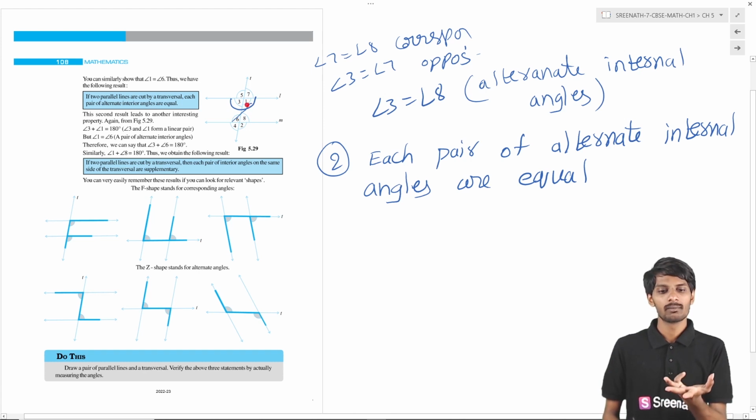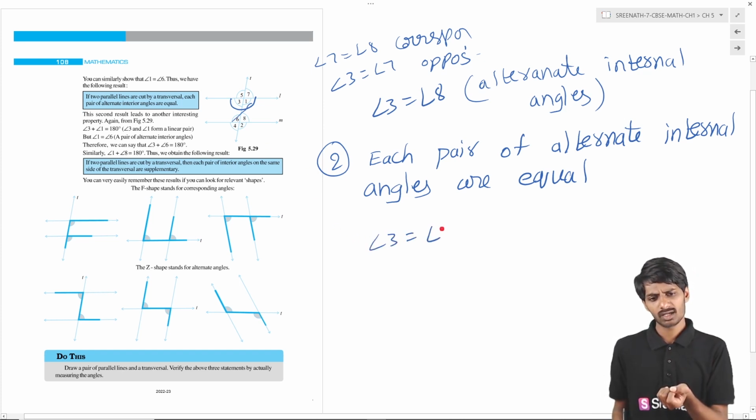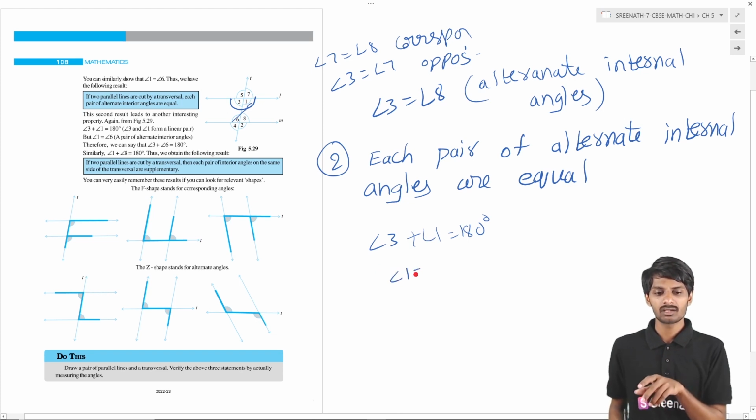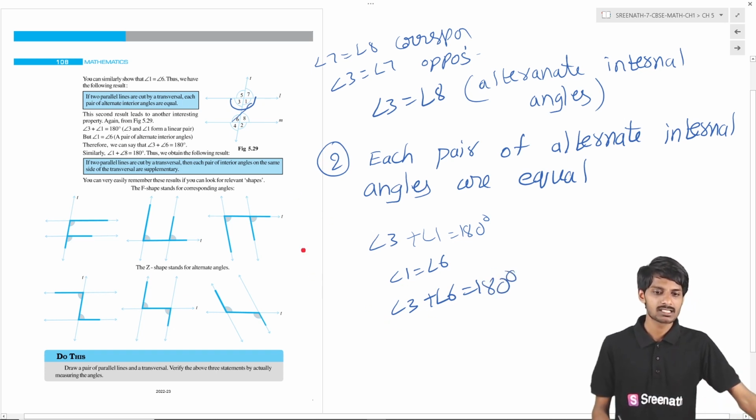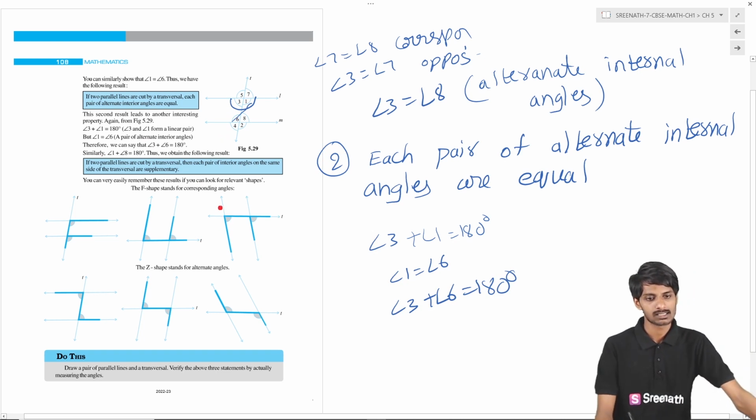According to the second relation, what happened here, students? Angle 3 plus angle 1 is equal to 180 degrees, and we know that angle 1 equals angle 6. Therefore, angle 3 plus angle 6 equals 180 degrees. So finally, what is our conclusion? Angle 3 plus angle 6 equals 180 degrees.